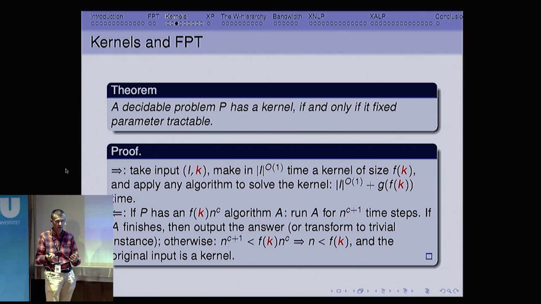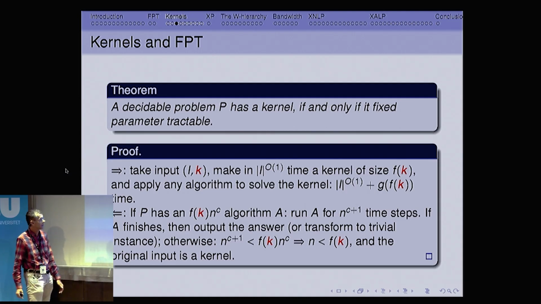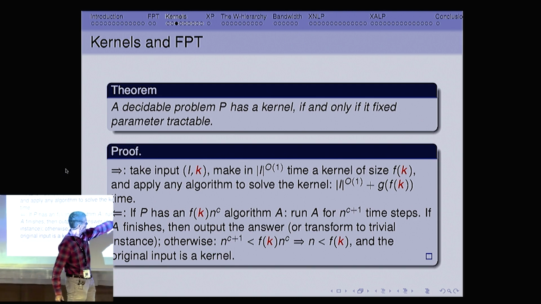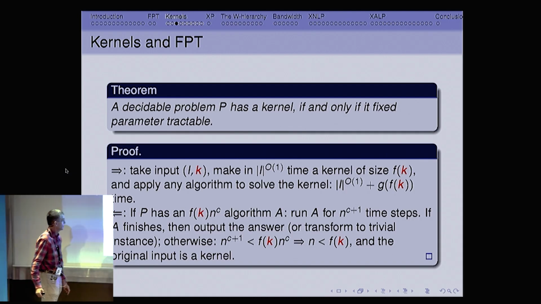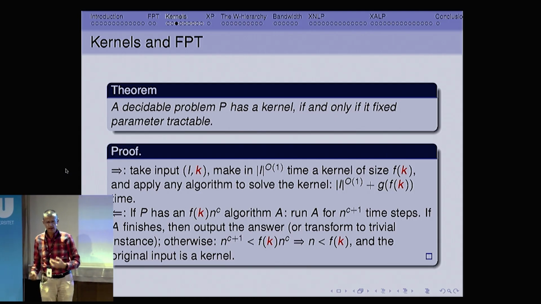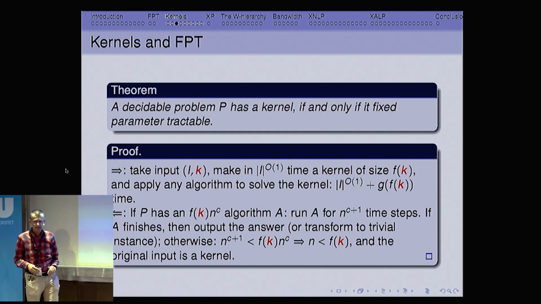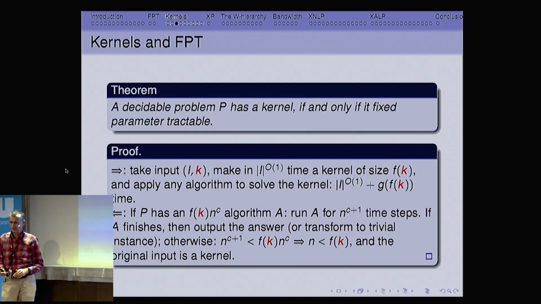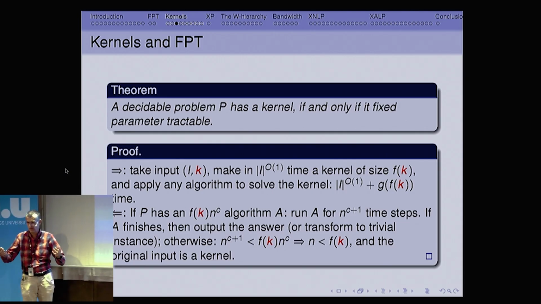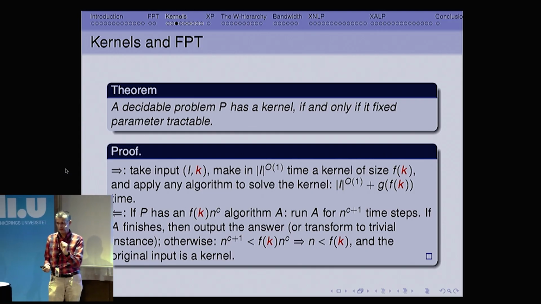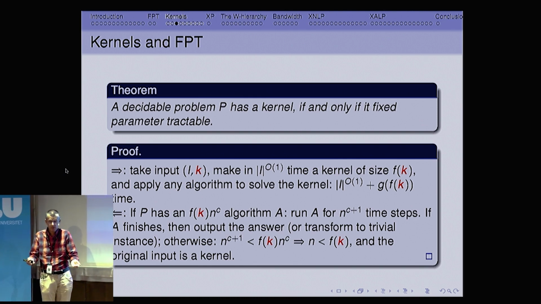One direction is simple. If you have a kernelization algorithm, first you run the algorithm in polynomial time, then you have an equivalent input whose size is bounded by a function of the parameter. The problem is decidable, so you decide on this. And the running time is a polynomial of your original input plus a function of your parameter. So that's FPT. The other direction is a strange proof, and when I heard it the first time, I felt it was a little bit like cheating. Suppose I have a problem which is in FPT, so I have an algorithm running in some function of k times n to the c time. Now I take that algorithm and run it for n to the c plus 1 steps. Two things can happen: it can terminate or it cannot terminate. If it terminates, then I know the answer.